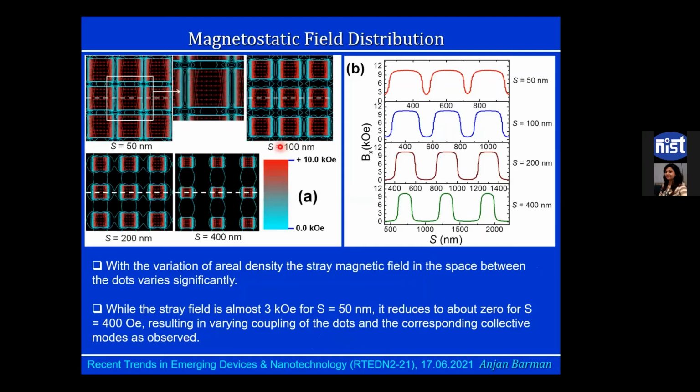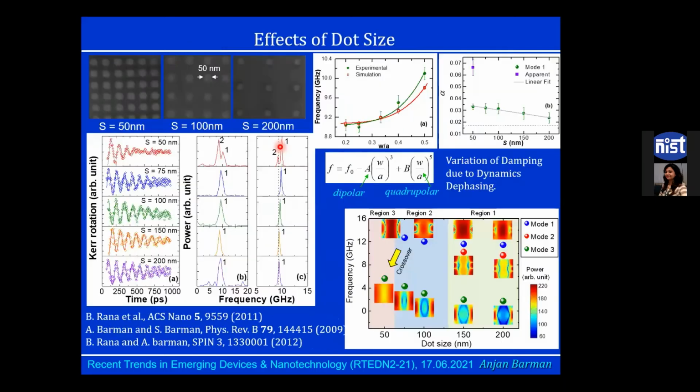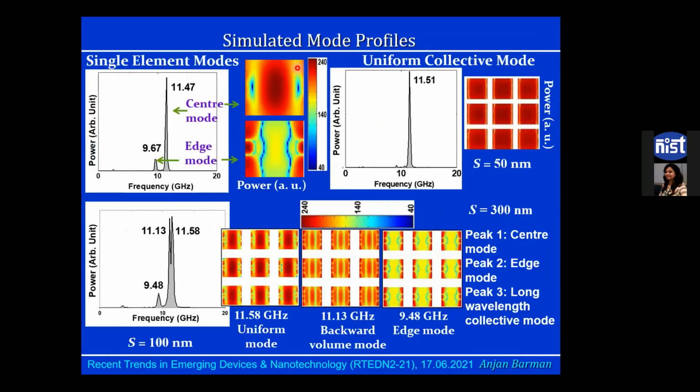So then we try to see what happens if we change the size of the dot. Of course, when we have a larger size, we have this uniform mode and also the edge mode. But as we reduce the size, the edge mode should disappear in principle, and we should have a uniform mode because it should go into a single domain.